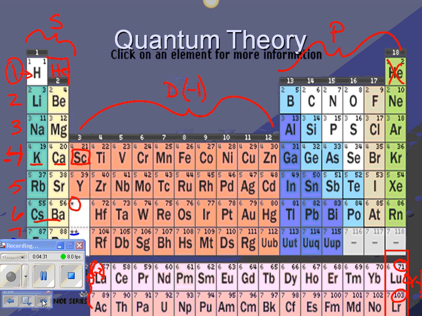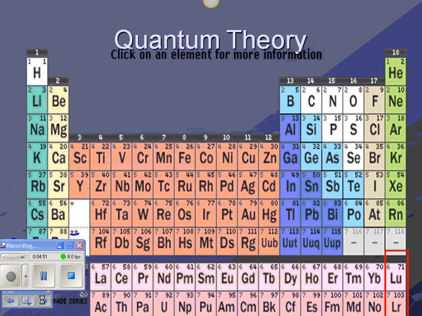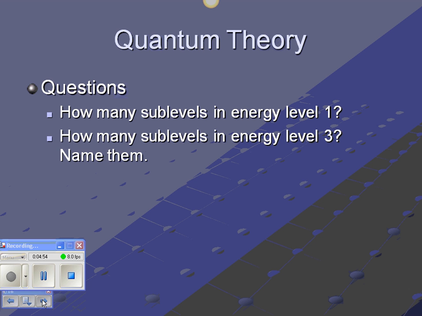Energy level 2 has S's as well as P's, so there are 2 sublevels that we would find, S and P. Energy level 3 we have to be careful with. We have S, we have P, but we also have all of these D's. They just happen to be found after the 4S sublevel fills. So energy level 3 has 3 sublevels.